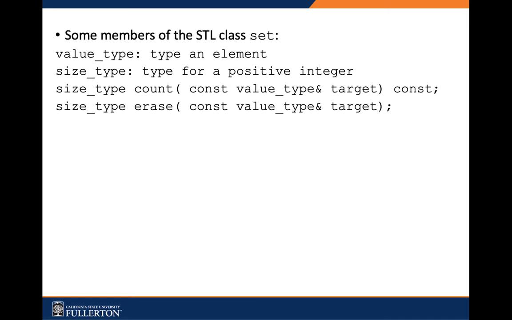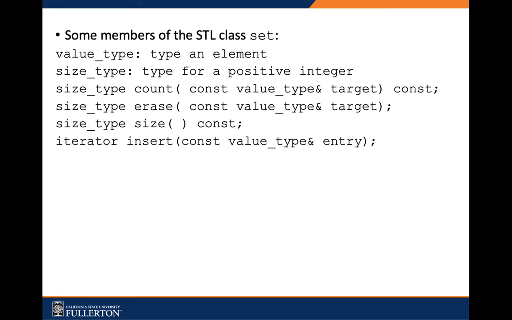The function erase, which returns a value of type size type, has a single const reference argument of value type, and it will erase the first occurrence of the element equal to the target. The function size has no argument. It returns a value of size type. It's a const function. It will return the number of elements in the set.